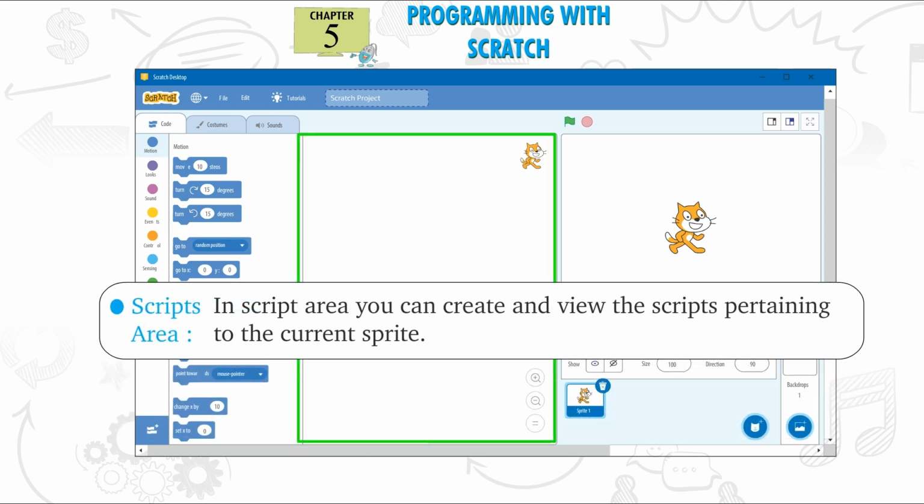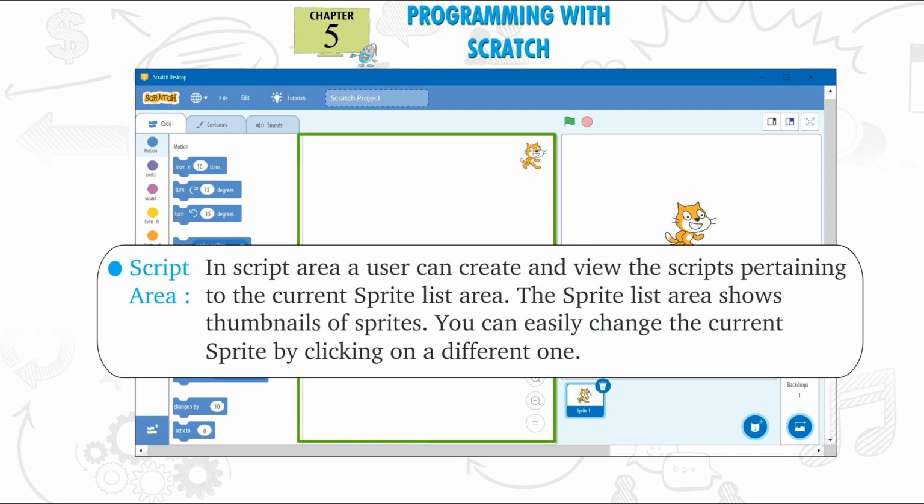Scripts area. In the script area, you can create and view the scripts pertaining to the current sprite. Sprite list area. The sprite list area shows thumbnails of sprites.